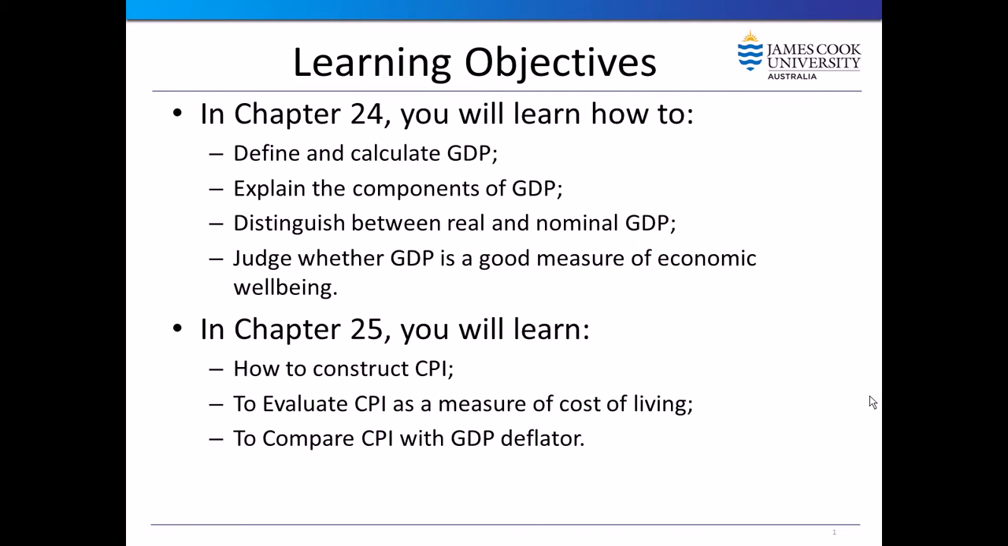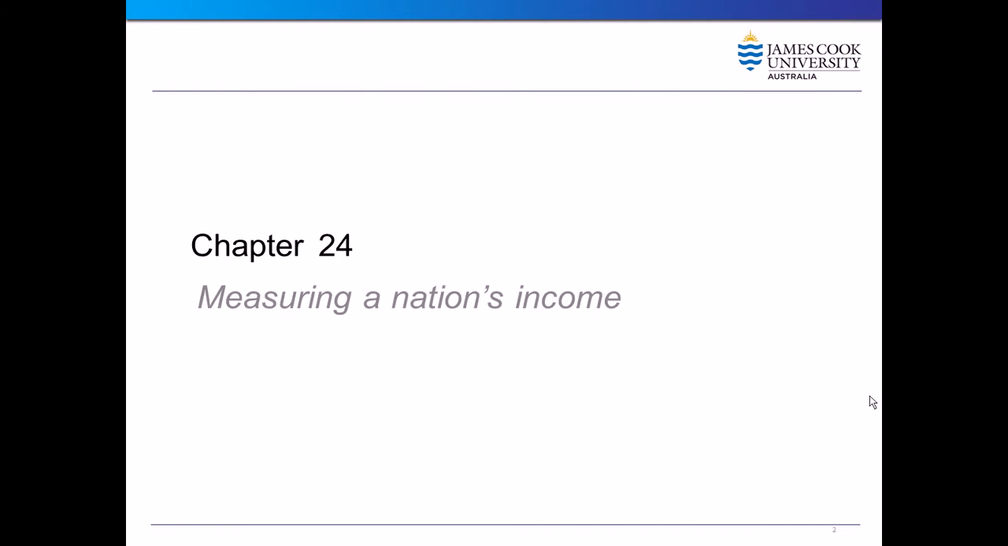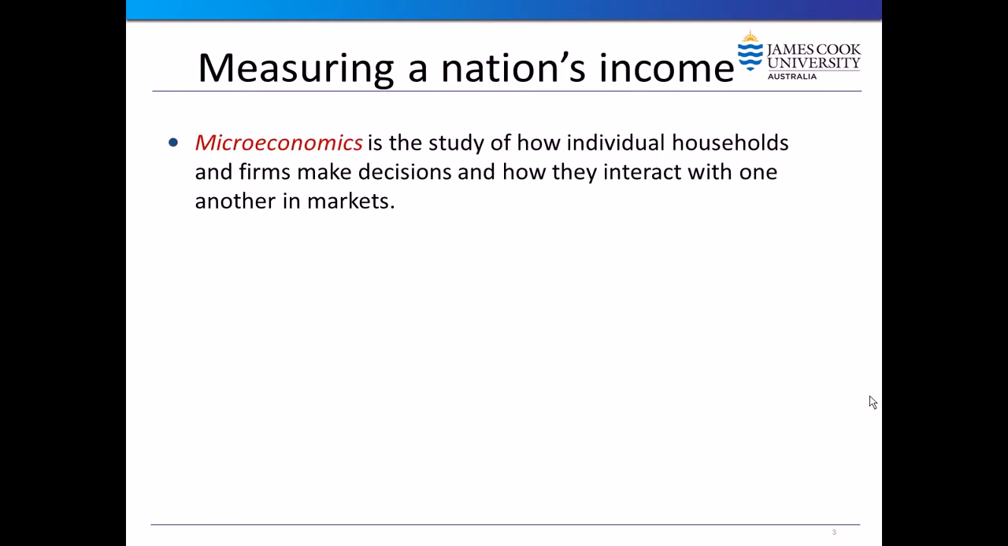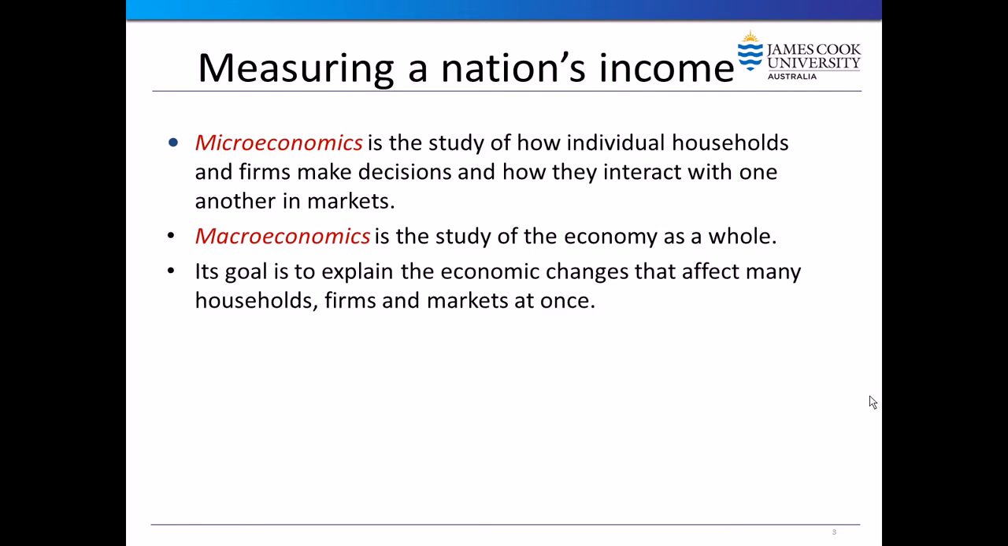And we will also talk about the consumer price index. It is a price index that we use to measure the cost of living in the economy. So microeconomics is the study of how individual households and the firms make decisions and how they interact with one another and the market. In contrast, macroeconomics is the study of the economy as a whole. So its goal is to explain the economic changes that affect many households, firms, and the markets at once.